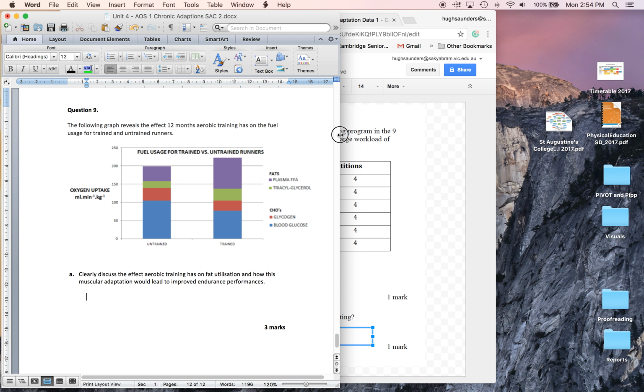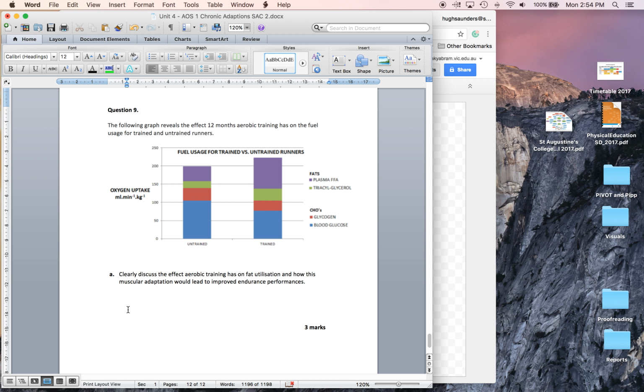Moving on to the last example here, which was a bit earlier in your booklet. A little bit different. This is probably one I haven't seen a lot of, but it's good to be ready for these kind of things. So it's a segmented bar chart, which you don't need to know the name for, but it's got 12 months of aerobic training there, and we're talking about fuel usage.